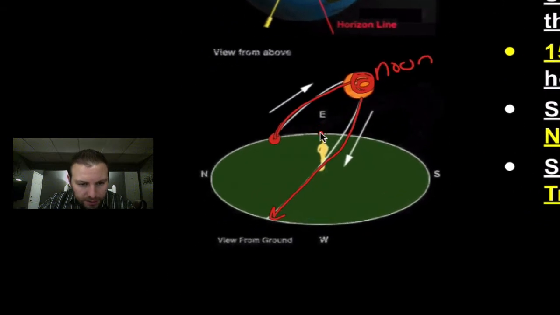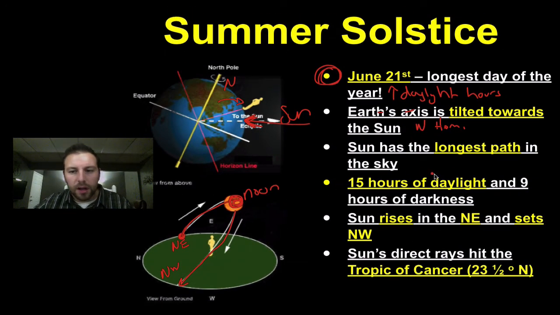Notice the sun rises not directly in the east, not in the north, but northeast, and sets somewhere in between west and north, which would be northwest. If you would like to get this diagram down, I would. It's a good little diagram of the celestial sphere. During the summer, we have 15 hours of daylight, 9 hours of darkness. That contributes to that longer day. The sun rises in the northeast, like I explained, and sets in the northwest. And the sun's direct rays, important right here, hit the Tropic of Cancer, or 23.5 degrees north.